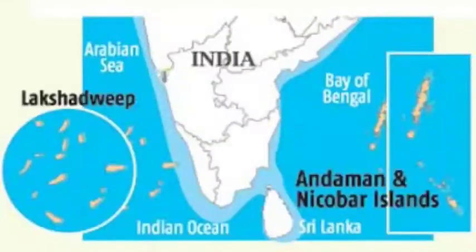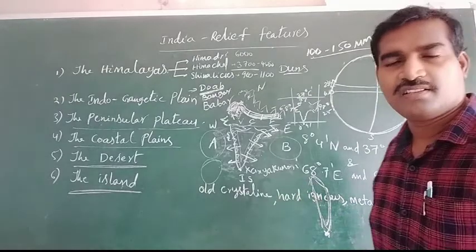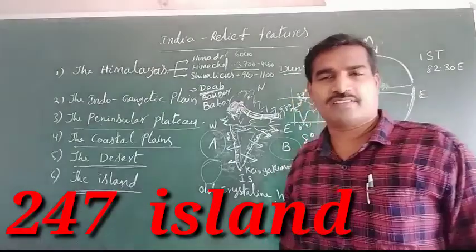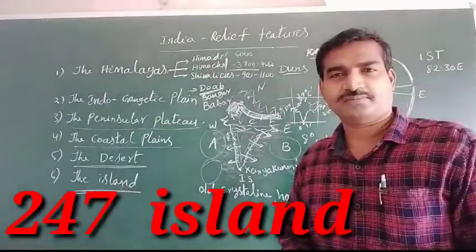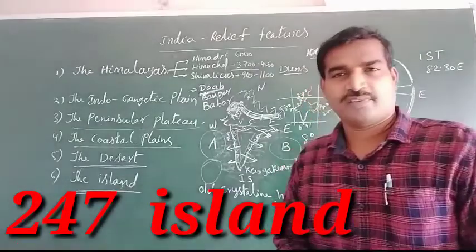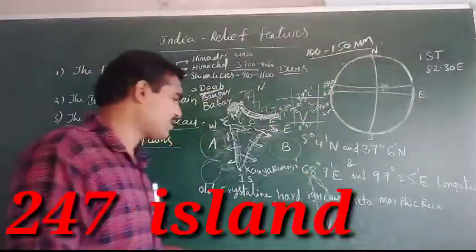And now the last one is islands. Chains of islands are there. So one is Lakshadweep Islands, which are in the Arabian Sea, and Andaman Nicobar Islands are in the Bay of Bengal region. So totally 247 islands are there in India. 247. Right? Now observe it.